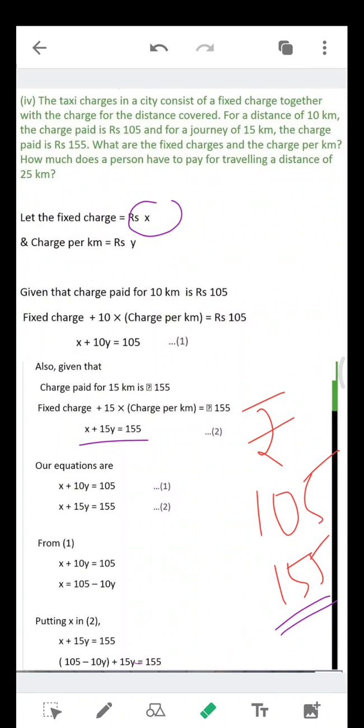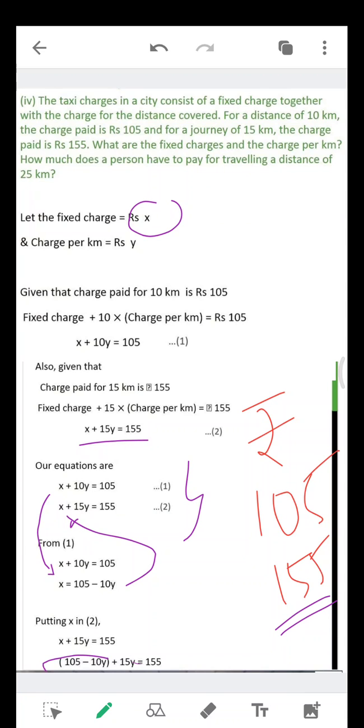Now we'll solve these two equations as we are solving the exercise which is related to substitution method. So we'll solve by substitution. Otherwise, in the exam you can do by any method. So these are our two equations. From equation 1 I'll take the value of x because I'm solving it by substitution method. So I'm getting x is equal to 105 minus 10y. Where we will substitute this? We'll substitute this in equation 2.